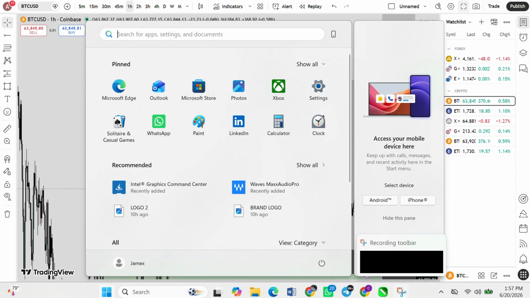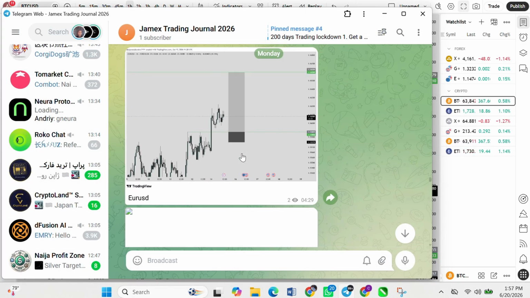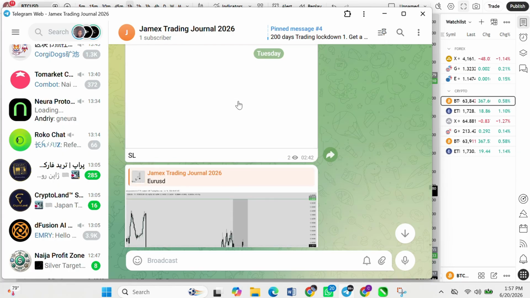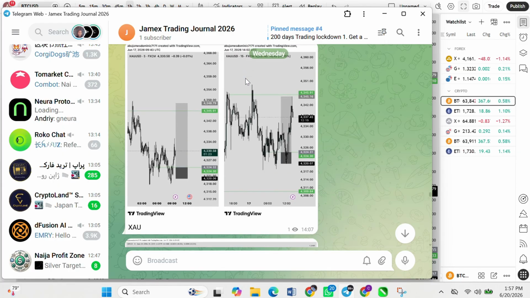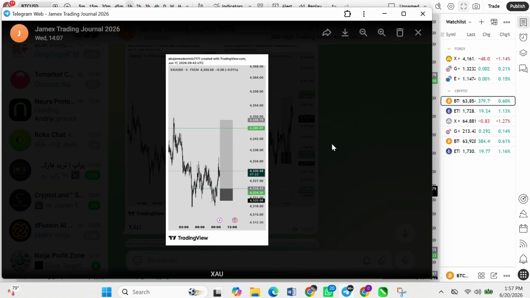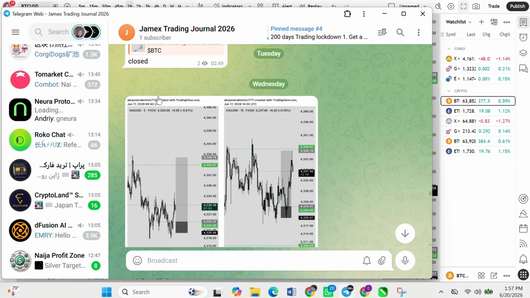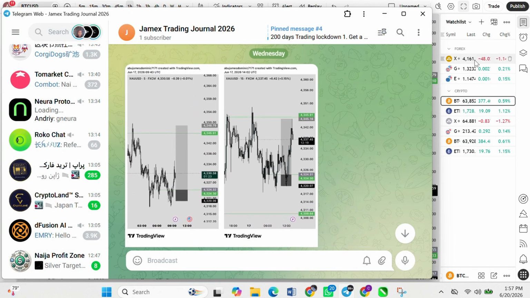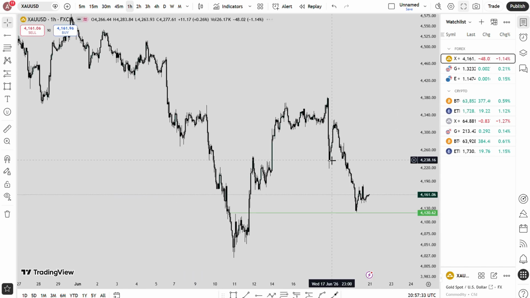So let me show you how I took a trade on gold. I took a trade on Euro USDT. This one also started playing out. I took a trade on XAU, as you can see. This is the before, and this is the after. This was the 15 minute on Wednesday, so let's be fast a little bit. I just wanted the video to be short.